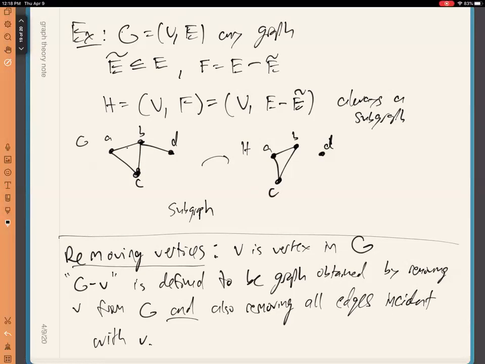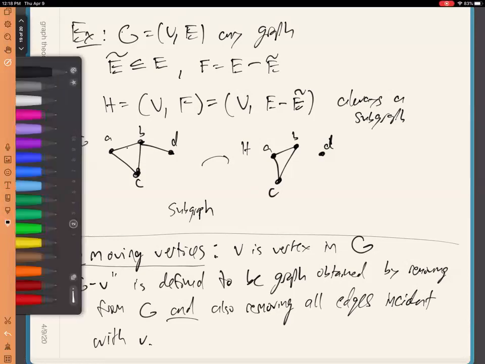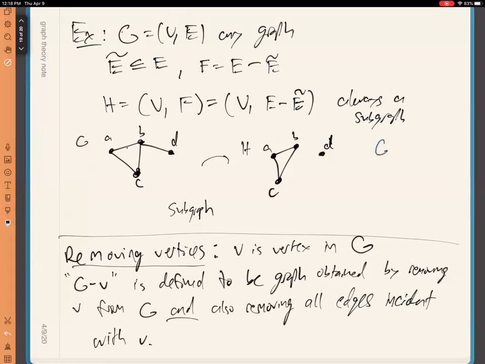Right, so for example, in the picture above, let's look at G minus B. So what is G minus B? Well, I want to remove B, so I'm only going to have A and D and C. I've removed B, but I also have to remove all the edges that are connected to B, right? So there are two edges that are connected to B, which I have to delete. And so I'm just left with this, right? So I just have the edge connecting A and C, and then D is just left as an isolated point.